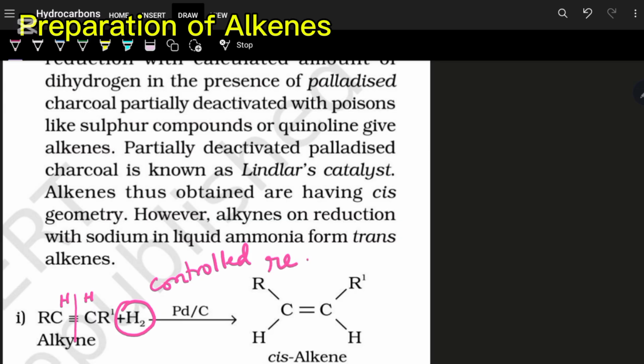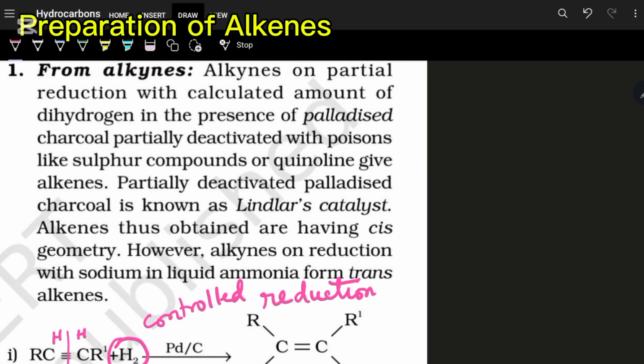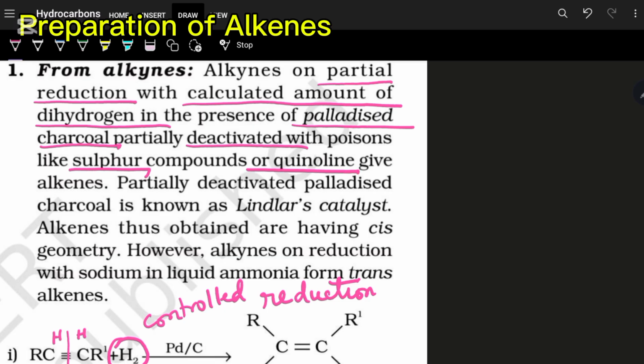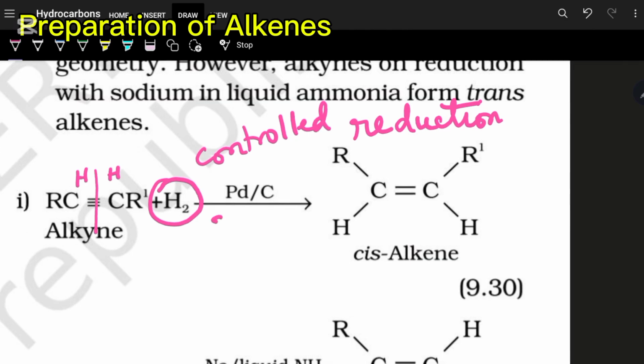Why is it controlled reduction? The reason is that if I reduce it further, I can obtain the alkane as the final product. So this is done as a partial reduction or controlled reduction with a calculated amount of hydrogen in presence of palladized charcoal, which is deactivated with sulfur or quinoline. So Pd/C in presence of sulfur or quinoline. Why? Because they are acting as catalyst poison.